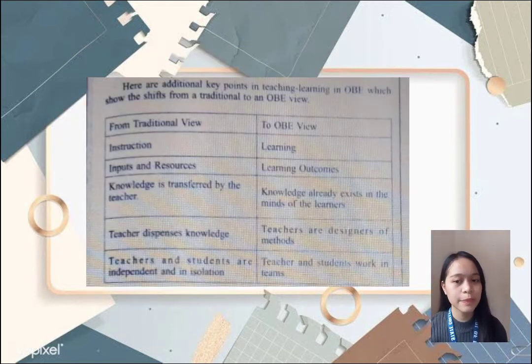Here are additional key points in teaching and learning in OBE which show the shifts from a traditional to an OBE view. So from the traditional view, there is instruction, inputs and resources, knowledge is transferred by the teacher, the teacher dispenses knowledge, and teachers and students are independent and in isolation. While in the OBE view, there are learning outcomes, knowledge already exists in the minds of the learners, teachers are designers of methods, and teacher and students work in teams.